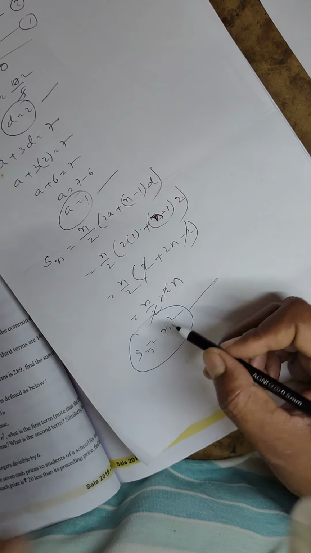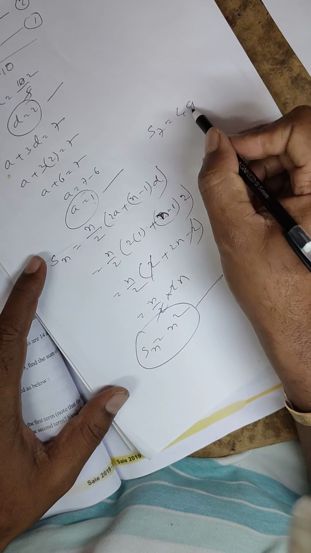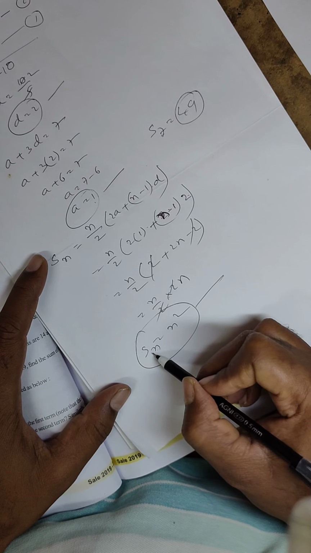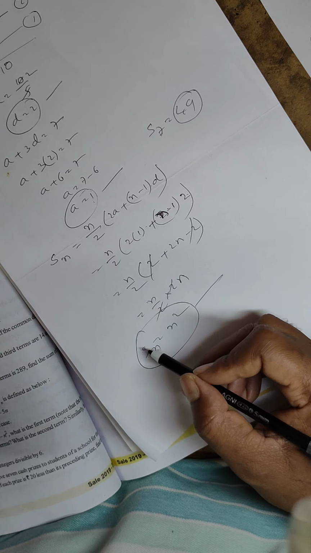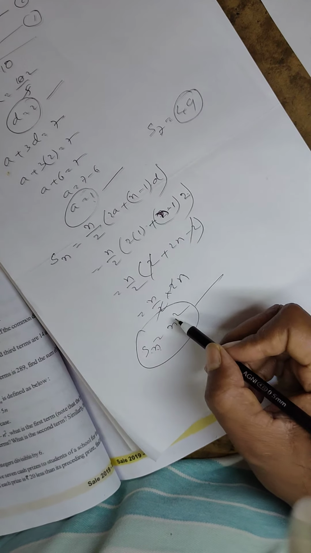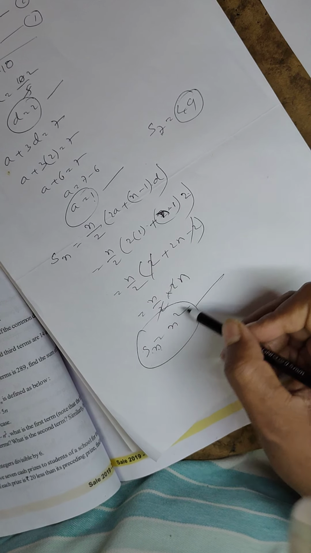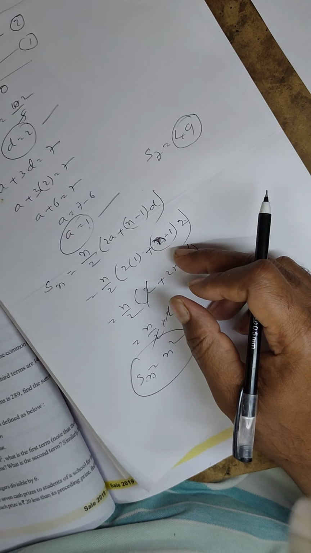That is why in the question S7 is 49 he gave. Here 7 is there. In place of n, if you substitute 7 on the left side, on the right side also you have to substitute 7. 7 square, 7 sevens is 49. S17, 17 square, 289. So, our problem is correct. It is called verification.